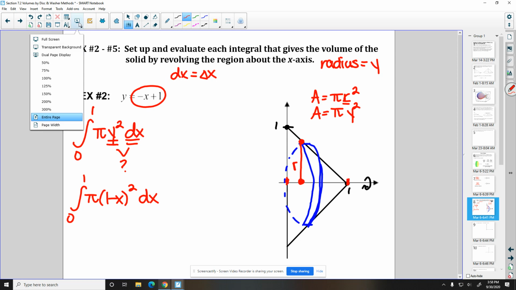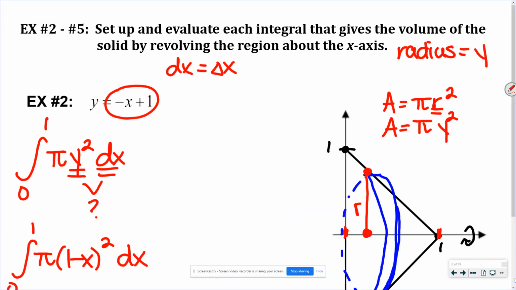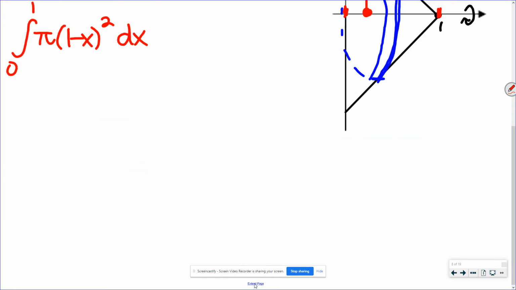All right, now we are ready to integrate. But before we can do that, we're going to have to use some algebra to simplify this. Instead of 1 minus x quantity squared, we're going to actually square this. So it'd be 1 minus 2x plus x squared dx. And I think I'm just going to go ahead and move pi to the outside because it's a constant value. Okay, now I can integrate.